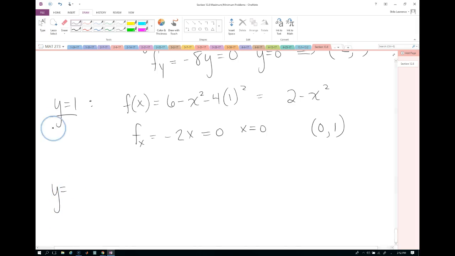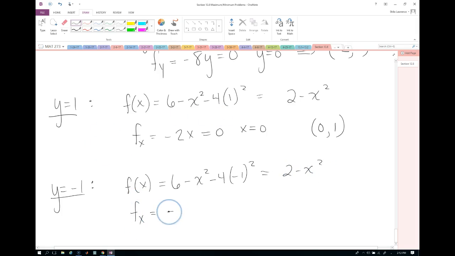And then for y equals -1, I suspect all this work is going to come out the same because of those squares. But we are going to get a different point to check because we're starting with a different assumption, y equals -1. We'll have 6 minus x squared minus 4 times -1 squared, which turns into +1. We subtract, again, we get 2 minus x squared. So f sub x is -2x, and that's only 0 when x equals 0. So that gives us one more point to check, (0, -1).